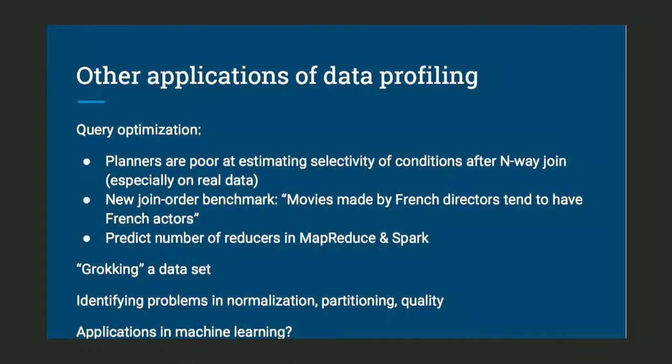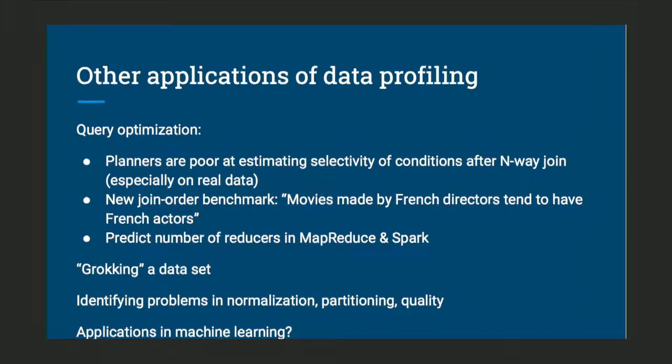Another application that's crucially important in query optimization is estimating how many rows come out of a group by. In both the MapReduce and the Spark world, you really want to know if this group by is going to produce 10 rows or 10 million rows, because this affects the number of reducers you have, and it affects the number of files that you're going to produce. So if we had better stats for that, there would be significant advantages in query execution times.